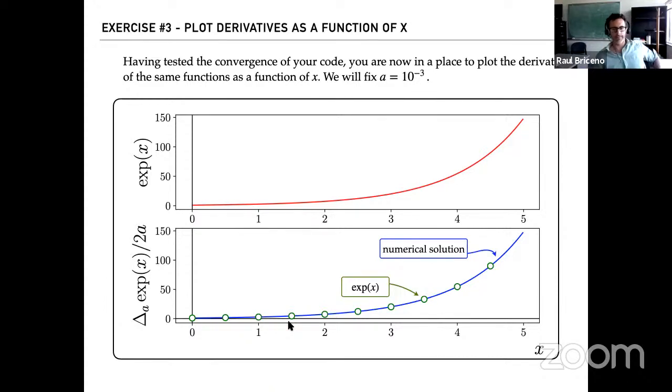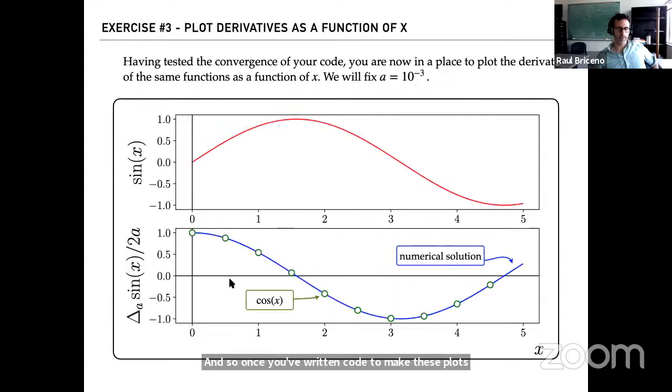Nothing funky. And so once you've written code to make these plots, you should be able to make other plots. So here's the one for sine. The derivative of sine is cosine, and my numerical results exactly match what we know from calculus.